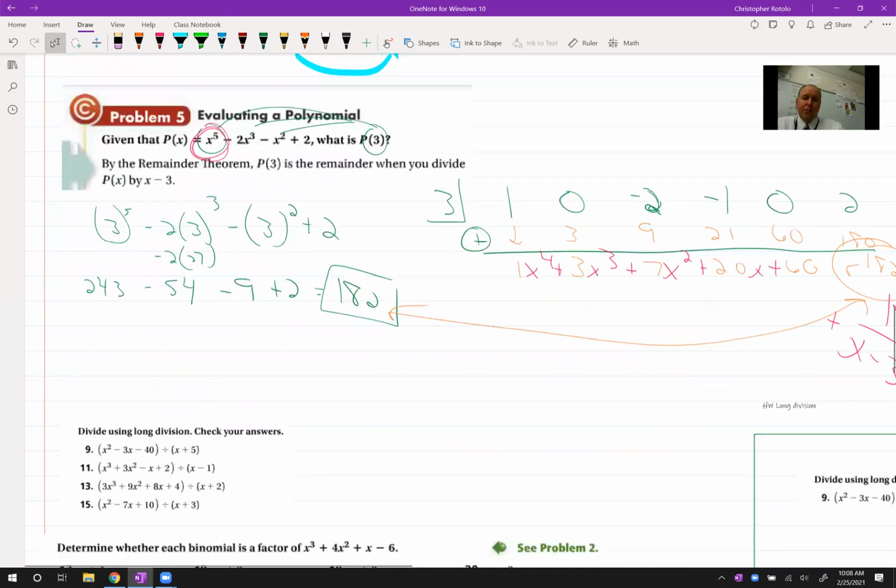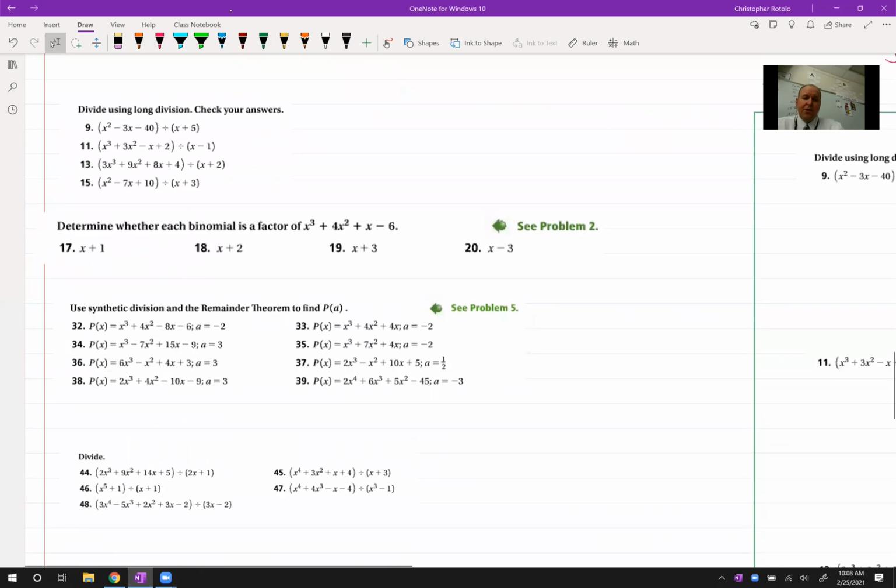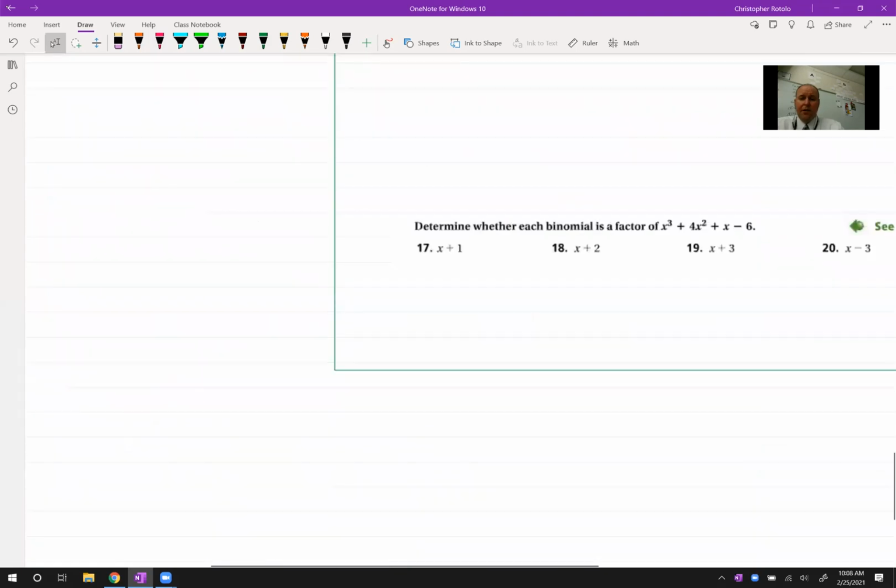And I'm going to divide up some more of these problems down here for synthetic division and to try them out. And yeah, I'll put them right over here underneath all this stuff.